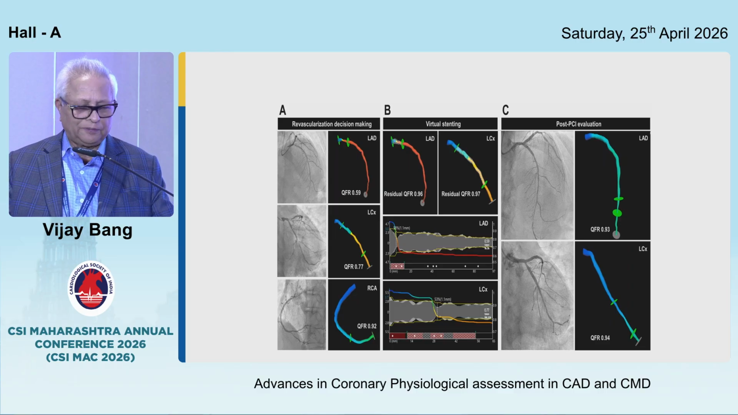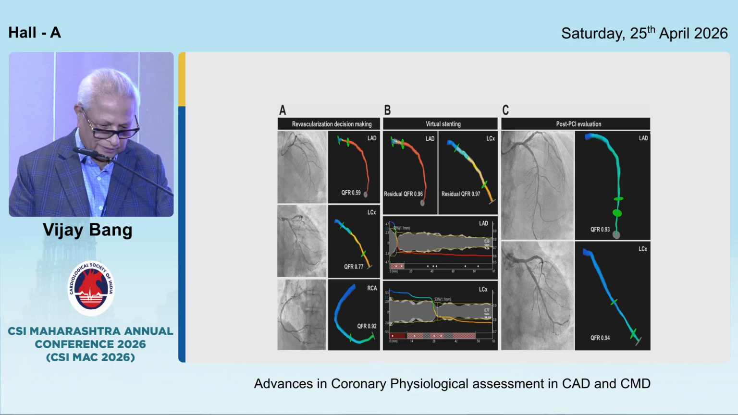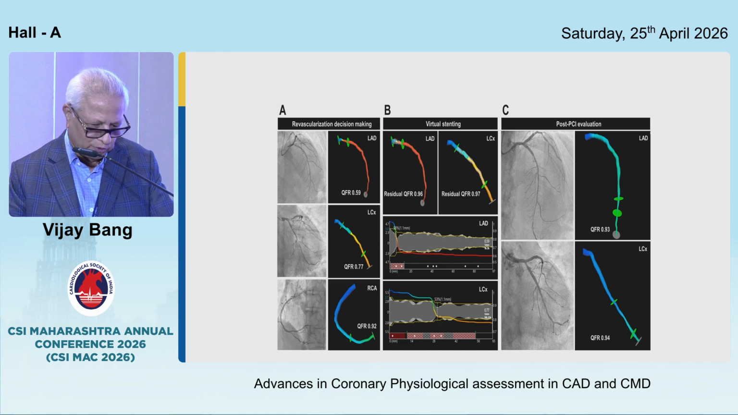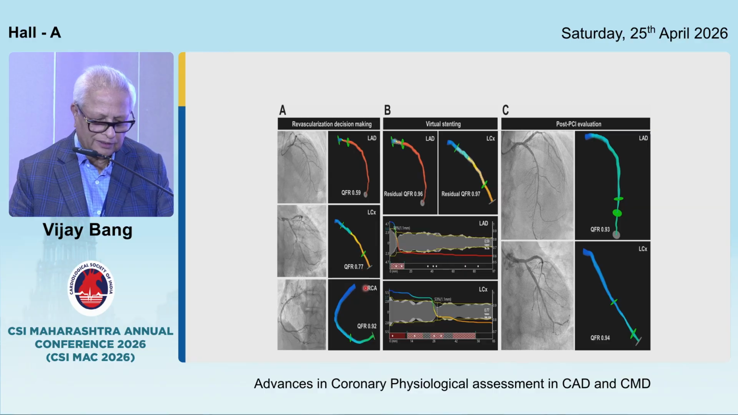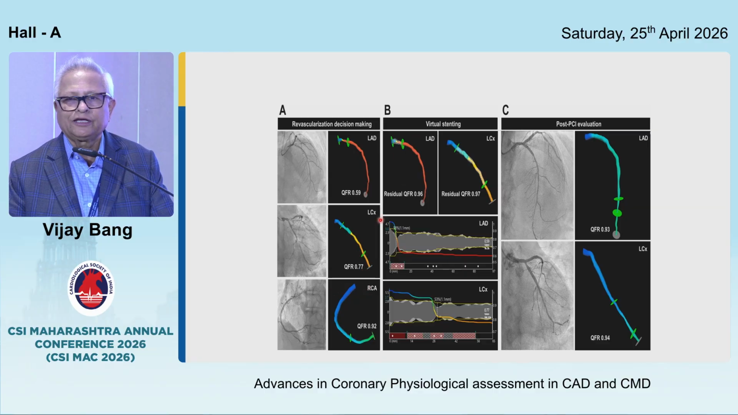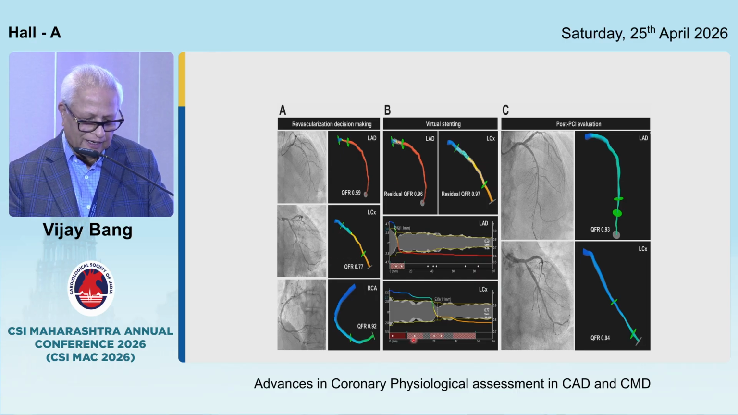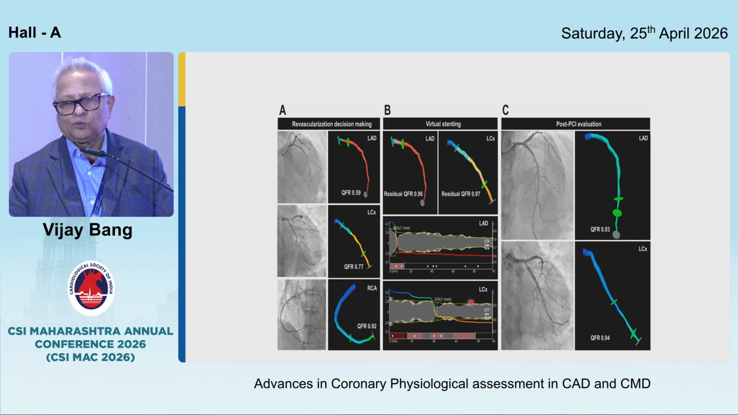Now we are talking of virtual PCI. Okay, there's two-vessel disease, LAD and circumflex. You can see, let me take the cursor so that I can point out clearly. The QFR value is 0.50 in the LAD and 0.77, both of which are significant. Less than 0.80 is significant. QFR and FFR have the same cutoff value. And the RCA is normal, 0.92.